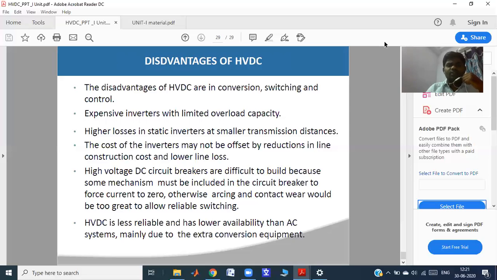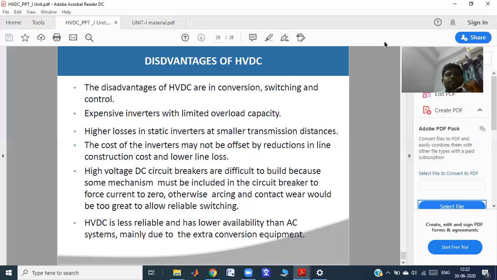And what are the disadvantages of HVDC transmission system? The disadvantages are conversion, switching, and control. Converter stations and switching controls are very difficult, and the cost of the converter station is very high. Switching losses are also high. That is the main disadvantage of HVDC transmission system: the cost of converter station is high and switching losses are high.